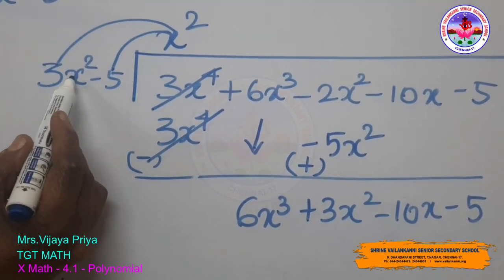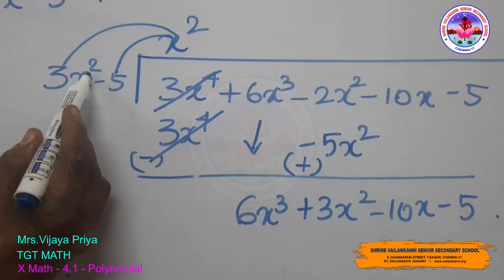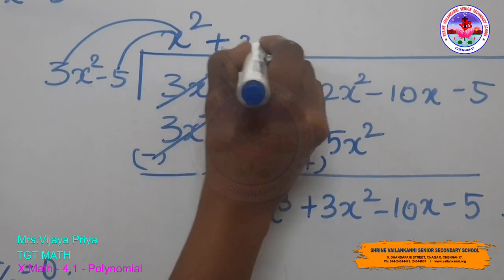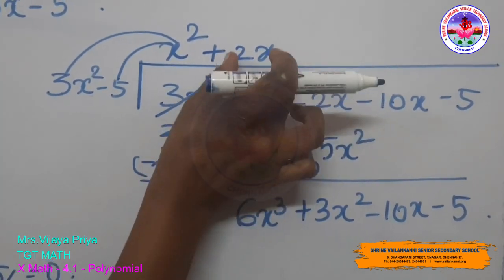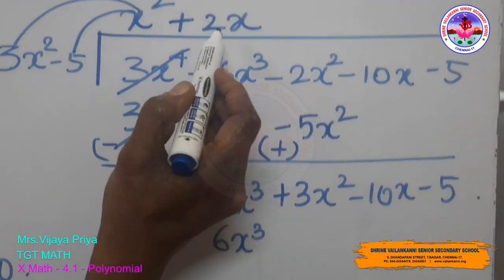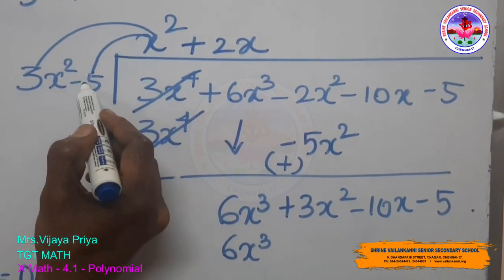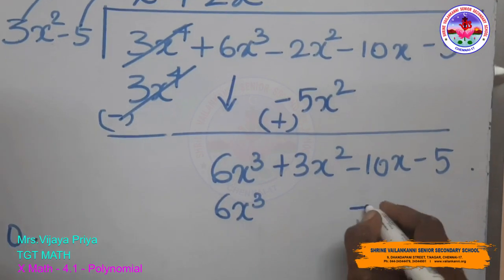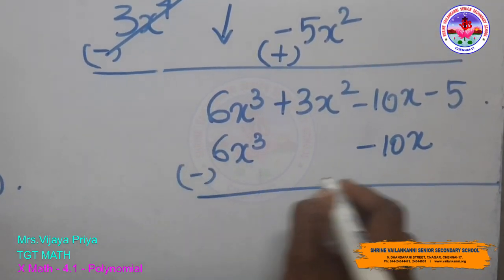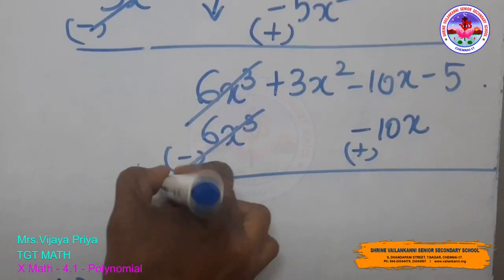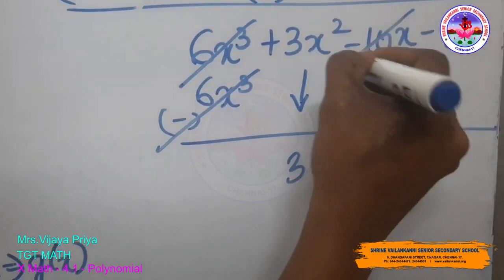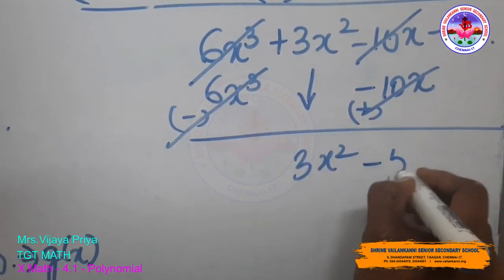So I need to multiply 2x with 3x squared so that I will get 6x cube. So which is plus 2x. So if I multiply 2x with 3x squared, I will get 6x power 3. Again plus 2x into minus 5, I will get minus 10x. Again solving, so minus plus 6x cube gets cancelled. Writing this 3x squared as it is, plus 10x minus 10x cancel, 5.